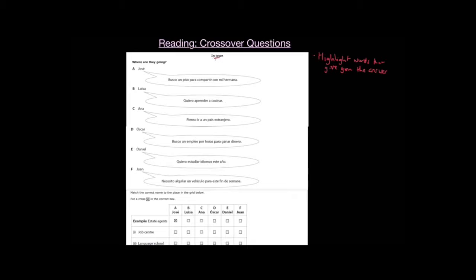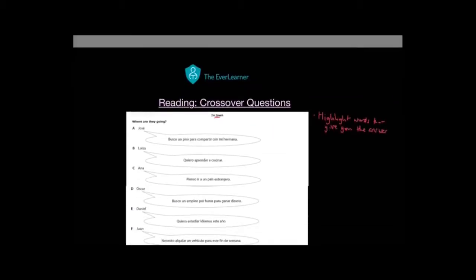The question is called "In Town." So it's probably going to be about places in town. If I start reading, it says, where are they going? So yes, it's the typical question where there are people who tell us what they need to do, what type of thing they need to buy or do, and then you have to say what place they are going to. So these are the places here at the bottom. They are the job centre.